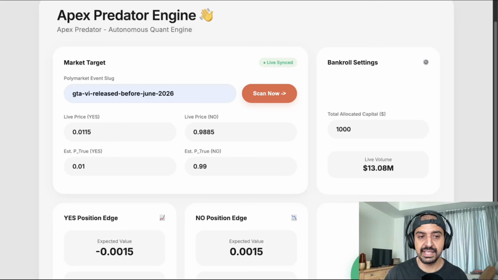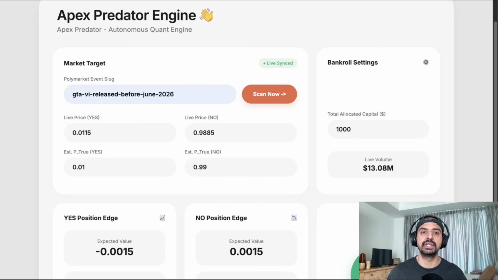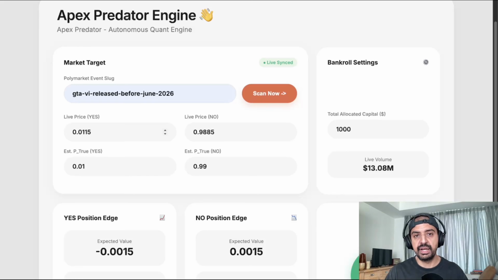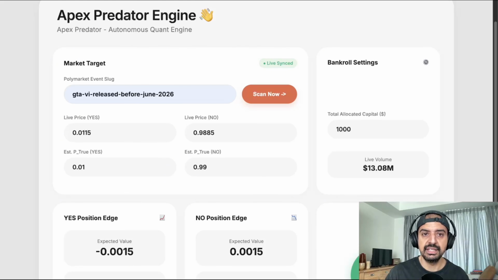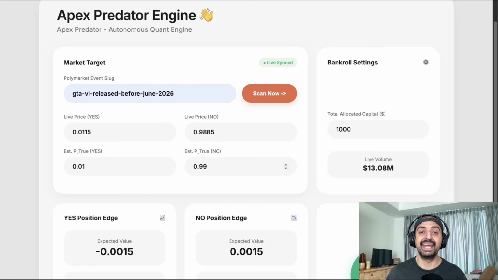And you can see that where it says estimated P_true for yes and no. And I'll explain exactly how I got to this formula. So stick with me and this will make more sense. And so my quant brain believes that the actual probability of this event, based on internal evaluations, and that's based on formula, that's based on looking at whale wallets and looking at market sentiment inside of Polymarket, is that this Apex Predator engine has a 1% probability that it's going to be a yes, compared to what we're seeing the market price it at, which is 1.15%. And for the no side is going to be a 99% probability based on the quant's brain. So more or less quite similar to the market sentiment.